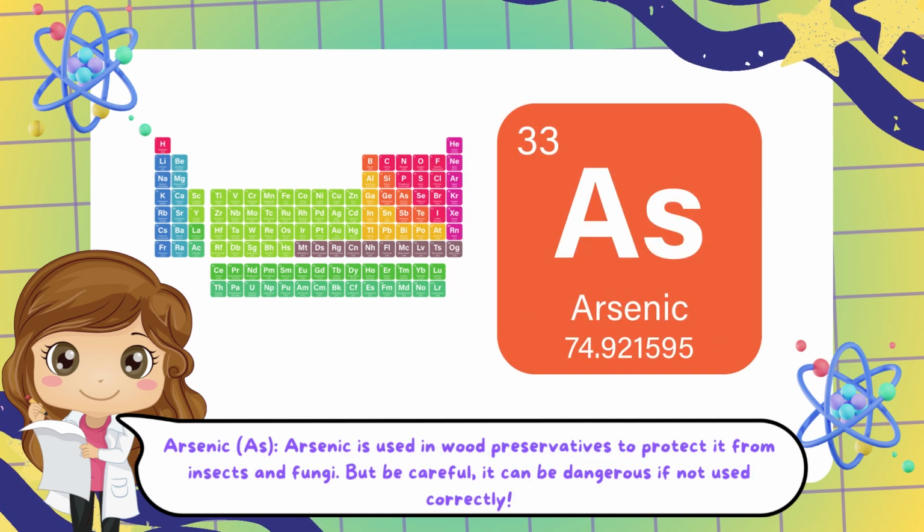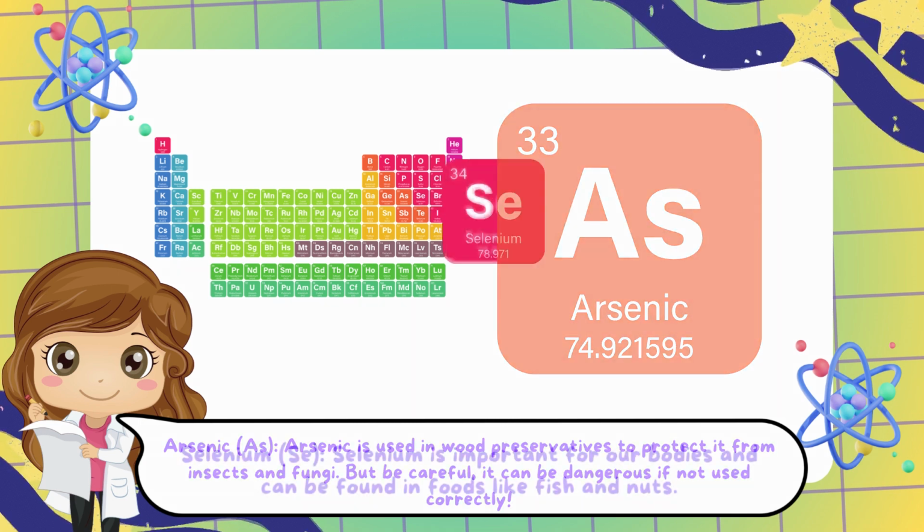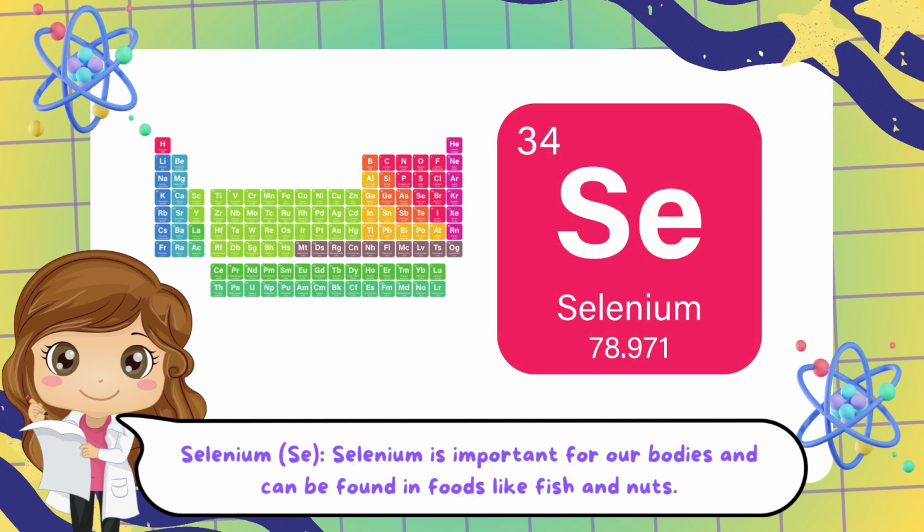Arsenic, As. Arsenic is used in wood preservatives to protect it from insects and fungi. But be careful, it can be dangerous if not used correctly. Selenium, Se. Selenium is important for our bodies and can be found in foods like fish and nuts.